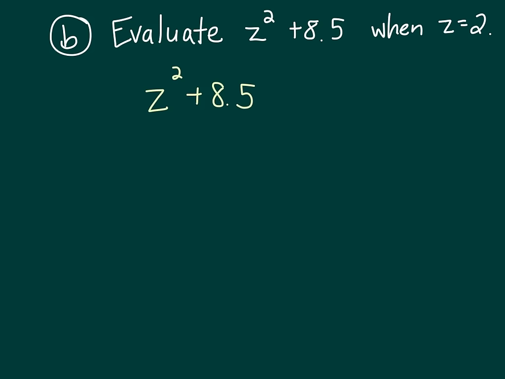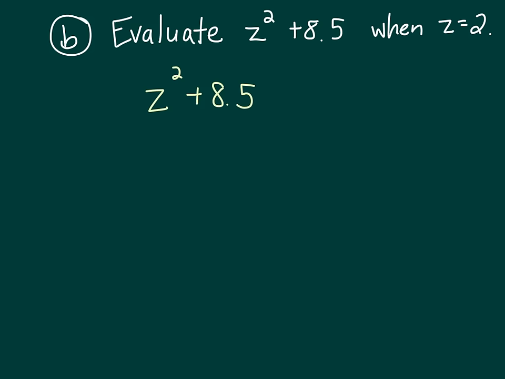And for letter B, again, we're still dealing with two operations here. And again, just like that last one, it looks like we only have addition. But when you have z to the second power or z squared, that's basically a multiplication type question because exponents mean to multiply. So when we have z squared plus 8 and 5/10, we know that they want us to put z equals 2 in there.